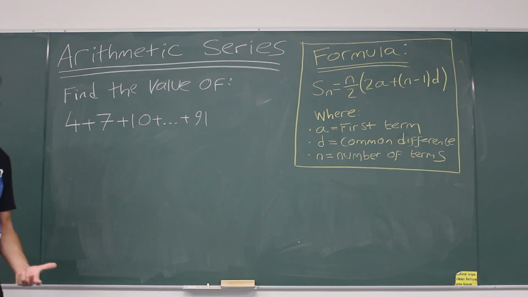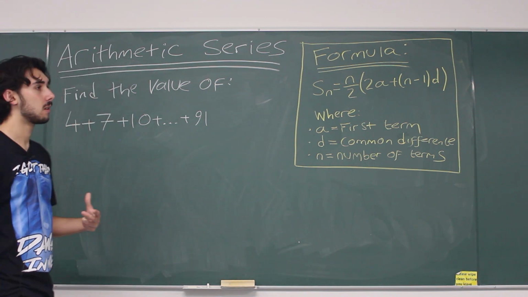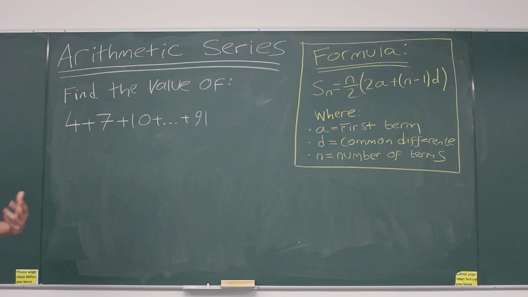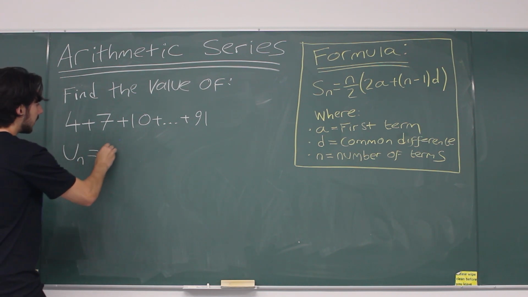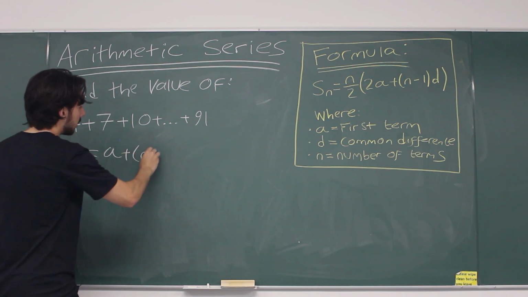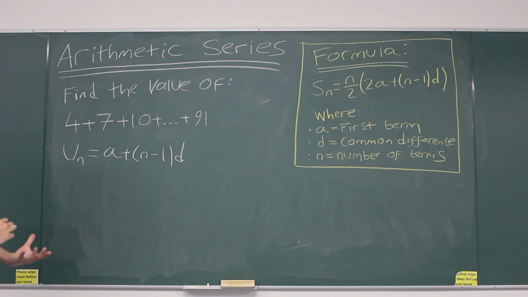Well, guys, if you remember arithmetic sequences, how do you find the nth term? Well, there's a formula for that. So I know that un is a plus n minus 1 d. Okay, so I'm going to rearrange this a little bit, and I'm going to let un equal the last term, which is 91.